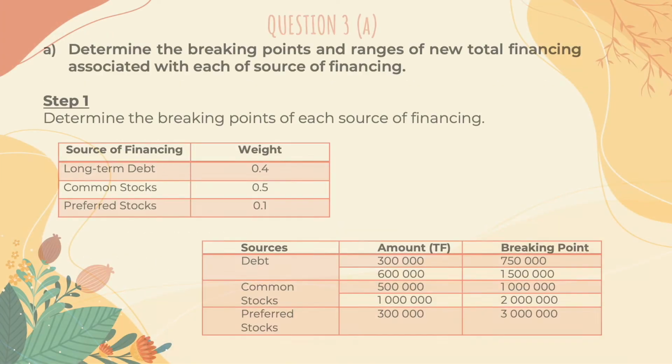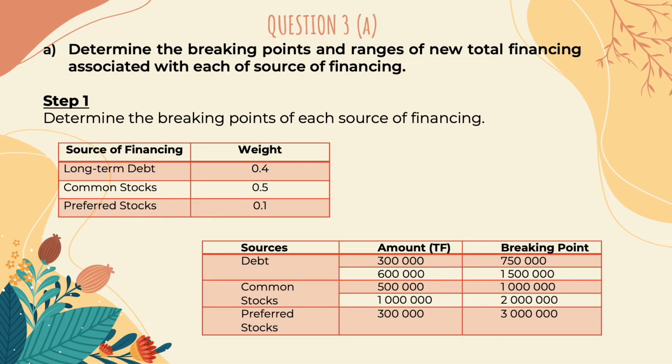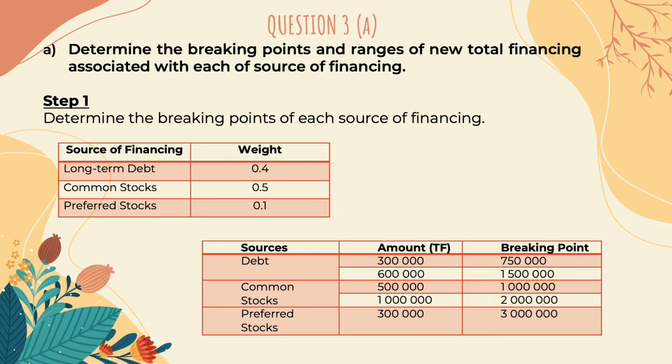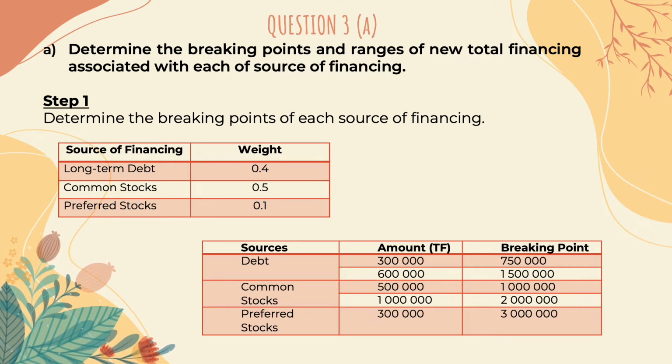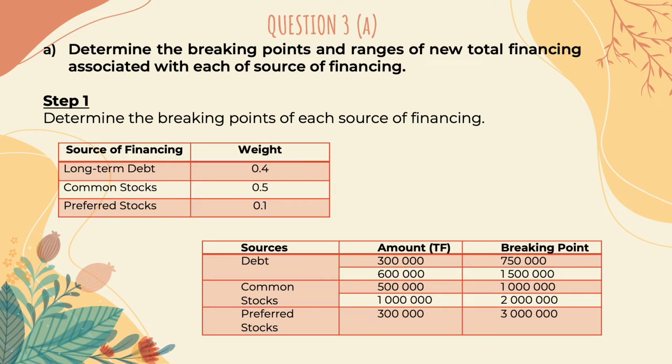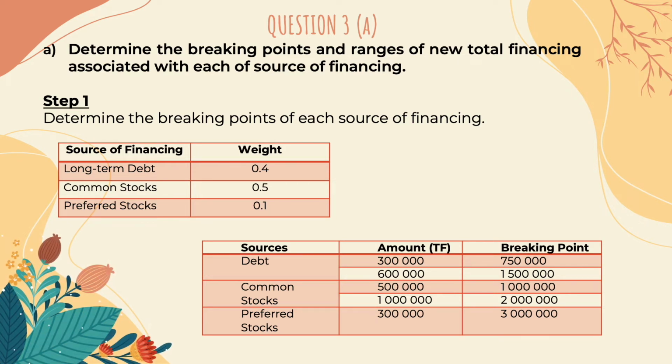Question 3. A. Step 1. Determine the breaking points of each source of financing. The formula for breaking points is BP equal to TF divided by W. From the table, it shows the amount of TF and BP. How I calculate the debt is 300,000 divide 0.4 equal to 750,000.